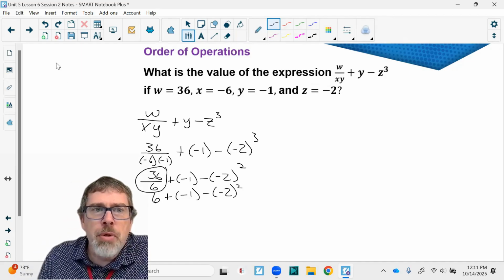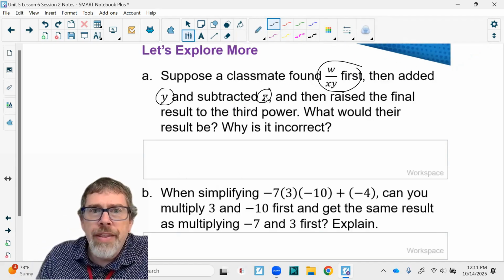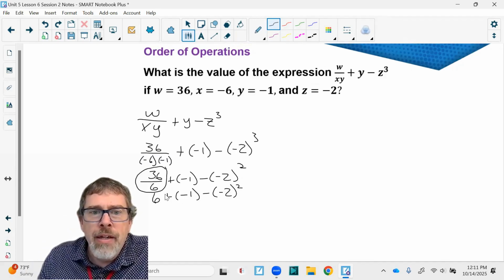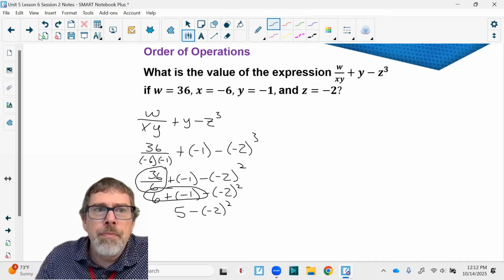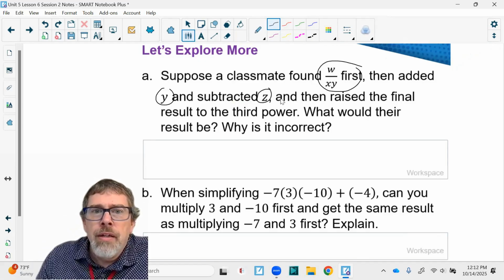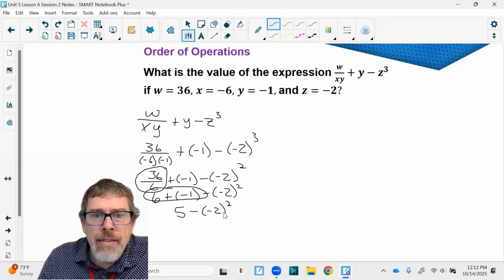Okay, so we did this first. That's what the problem said. Suppose a student did that first, then added Y. So now let's do that. So where's Y? Y is right here. So they're saying now add Y. So 6 plus a -1 is 5. So then we have minus a -2 squared. And then it says, and then subtracted Z. So if I subtract Z, then that would be 5 plus 2, which is 7.